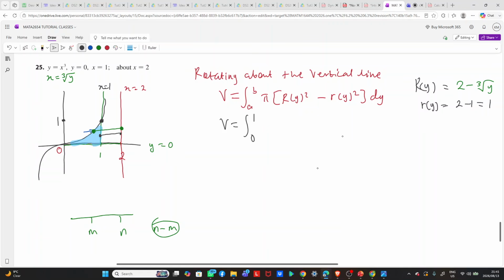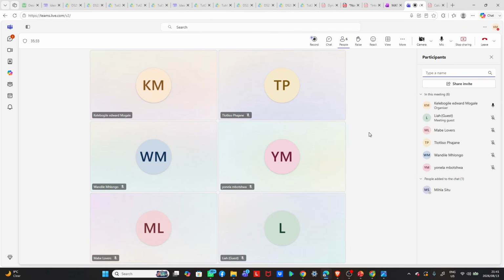Is the explanation making sense? Talk to me, guys. The big R of y and small r of y. It's making sense.